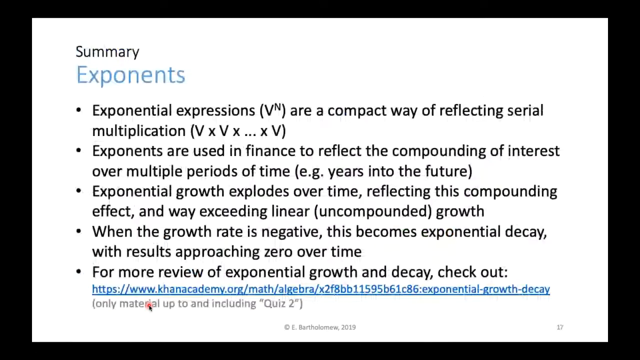So let's summarize this tutorial on exponents. So first, exponents, exponential expressions are a compact way of reflecting a serial multiplication. Exponents are used in finance, very importantly, to reflect the compounding of interest over multiple periods of time, years into the future, for example. Exponential growth explodes over time, reflecting this compounding effect and way exceeding linear or uncompounded growth. And when the growth rate is negative, this becomes exponential decay, with the results approaching 0 over time.